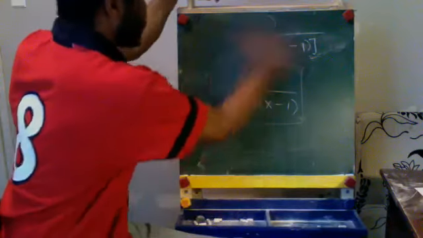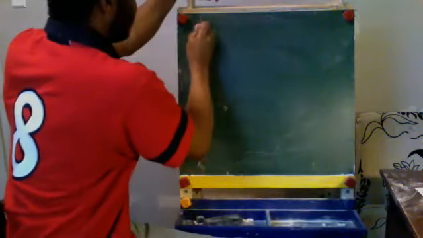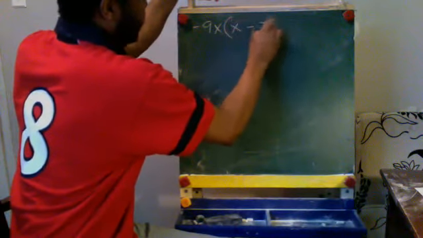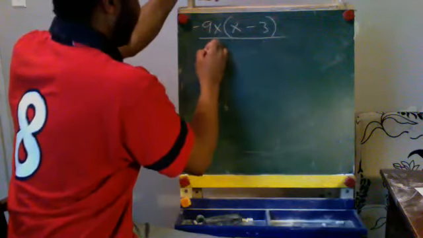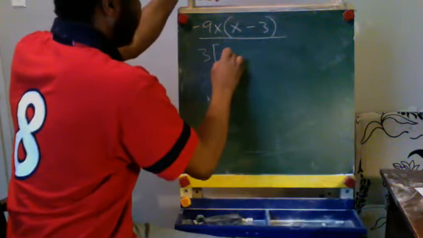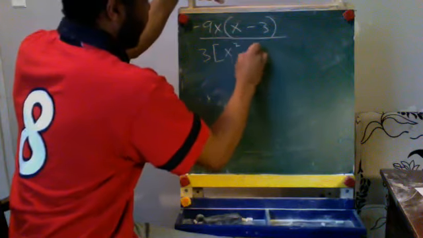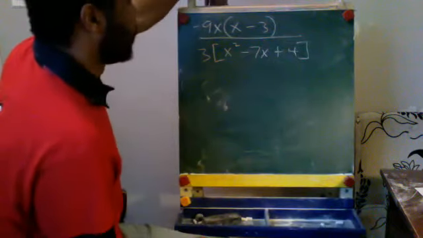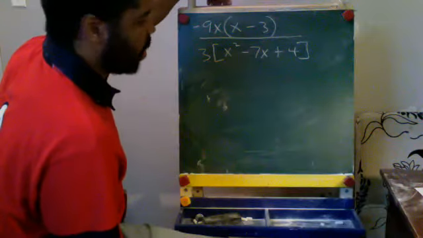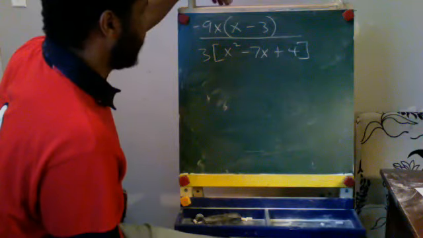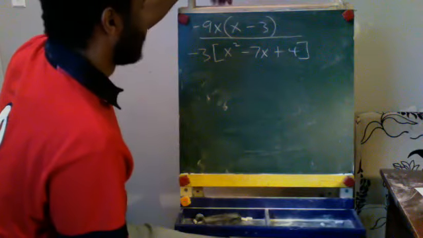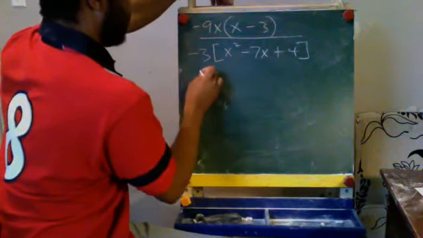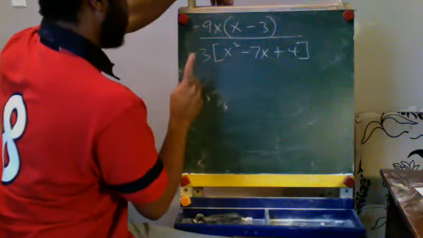All right. So before we did the factoring, we had negative 9x times x minus 3. And we had here 3 times x squared minus 7x, when I corrected my mistake, plus 4. All right. So somehow in your, this is a negative 3 here. Okay. So somehow in the answer key, what happened is, this is what they did. So this is what they did instead.